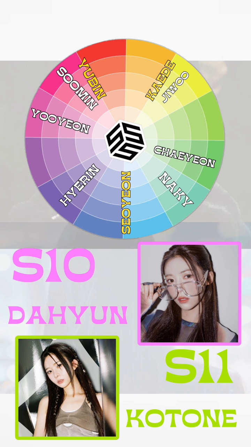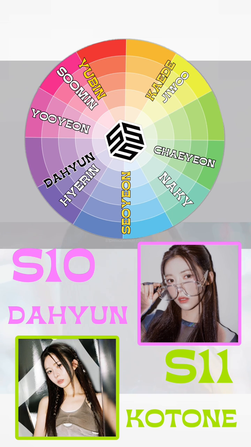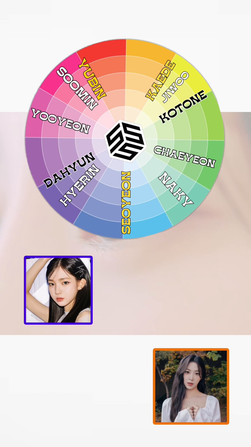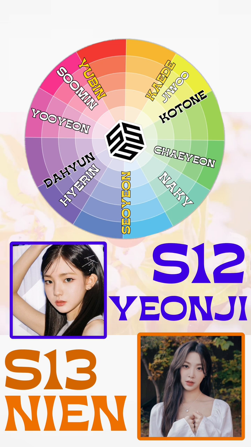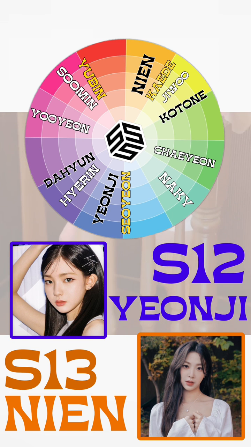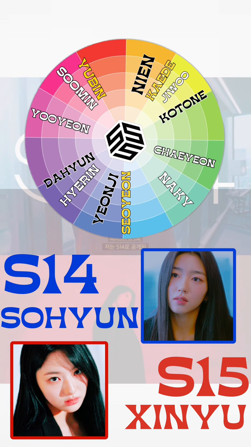S10, which is Diane, is lavender, and S11 Kotani is a very complex and interesting shade which is named golden yellow. We will place them here. Next, S12 and S13, the most chaotic, Neon and Yeonji represent royal blue and neon carrot and located exactly here. We are already close to the end. This is the completion of the second dimension.